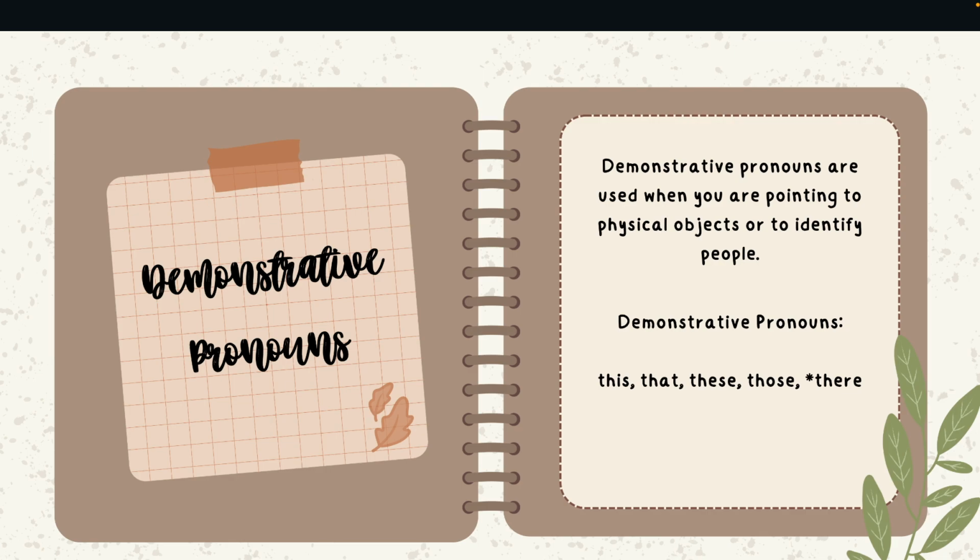Next, we have demonstrative pronouns. Demonstrative pronouns are used when you are pointing to physical objects or to identify people. So we have here this, that, these, those, and there.